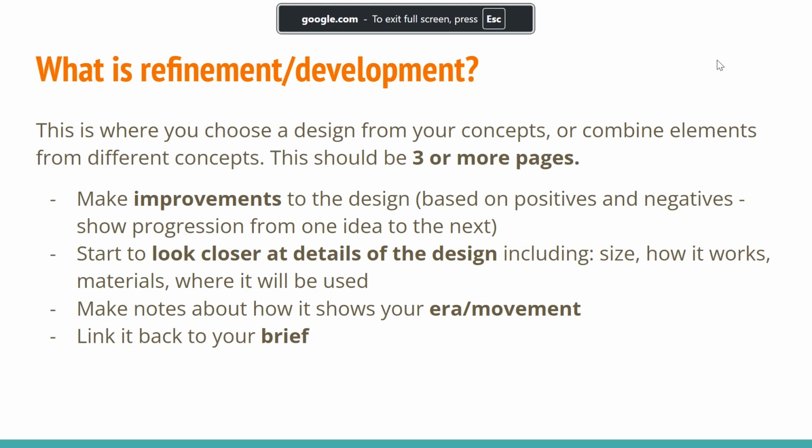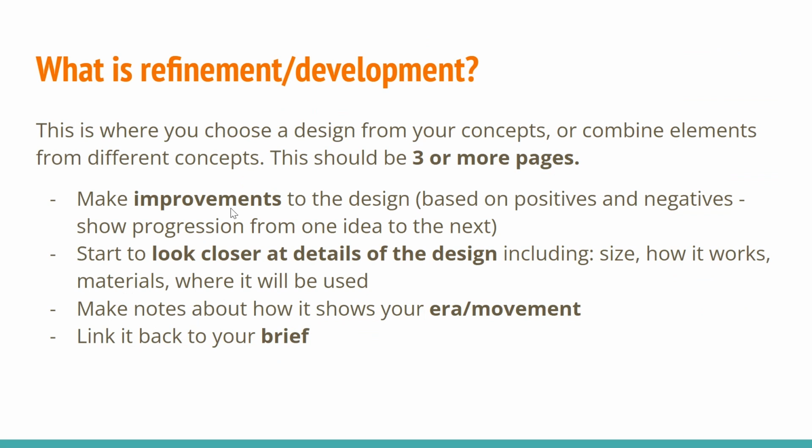Okay, let's boil down refinement into 4 points. Firstly, you need to choose one of your 3 concepts to develop. Yeah, and you do that development over 3 or more pages. There is no page limit, so you can go absolutely nuts if you want, or you can just do 3. Cool, so you can choose a design and develop it over 3 pages. You are not doing one development for each lamp. You're choosing one lamp and developing it over and over and over.